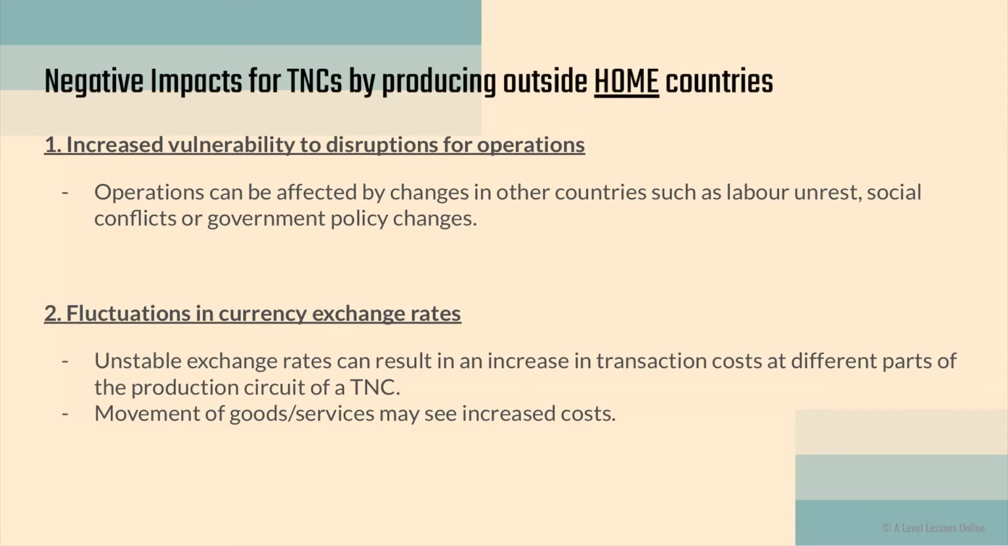So what are the negative impacts then? Firstly, they're going to be more vulnerable to disruptions in their operations, because they have operations located globally all over the world. If in a certain country there are things like social conflicts or labor unrest, or a change in government policies, one part of the entire supply chain is going to be affected.